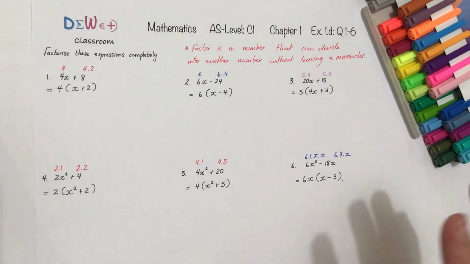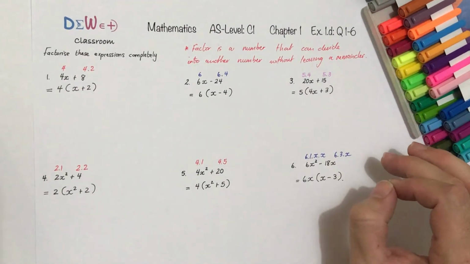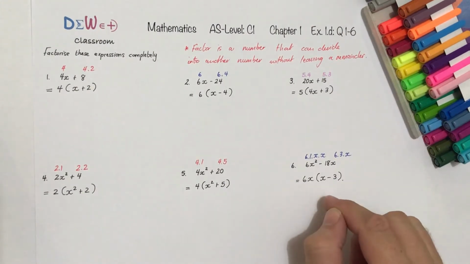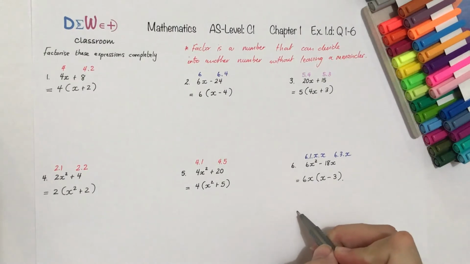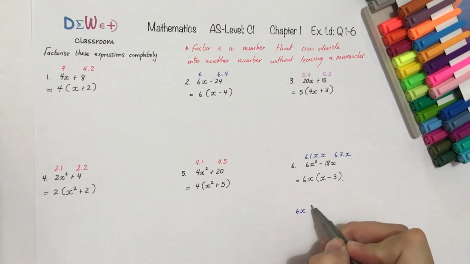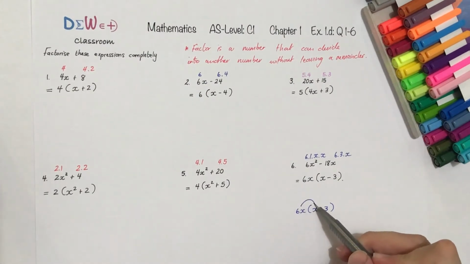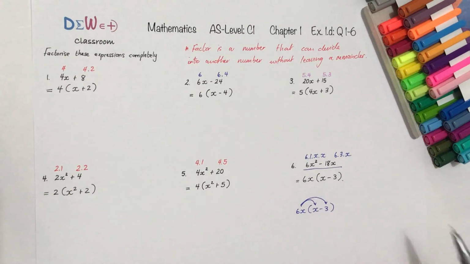Please remember that for factorization, you can test whether your answer is correct by distributing the term outside of your bracket back into the bracket and see if you get the same answer. So if we were to look at question number 6 in that regard, we would have 6x multiplied by x minus 3. If we multiply this with each term on the inside, will we get the original expression?